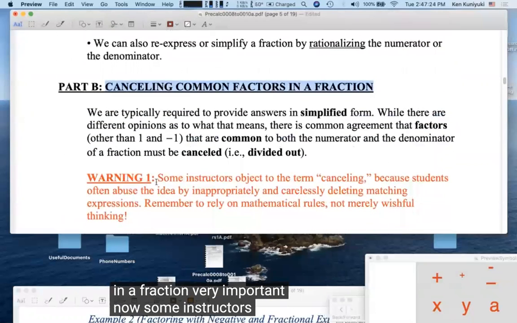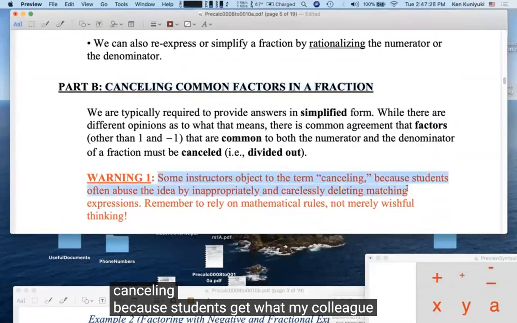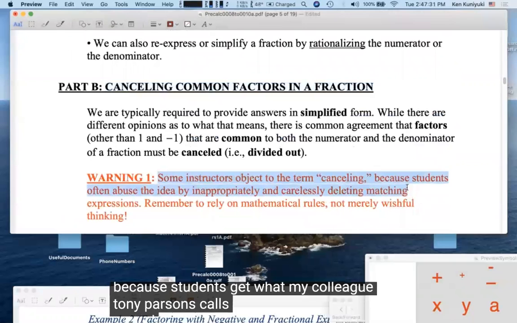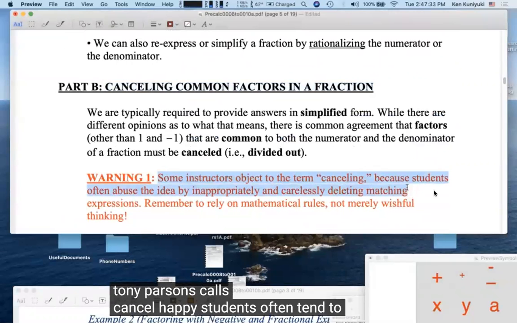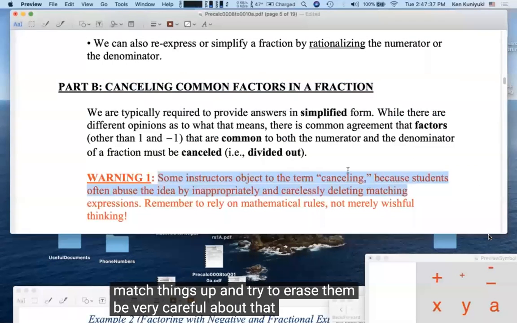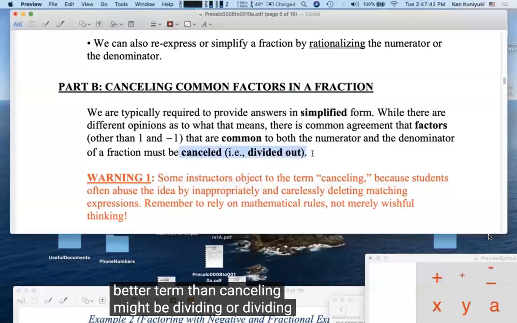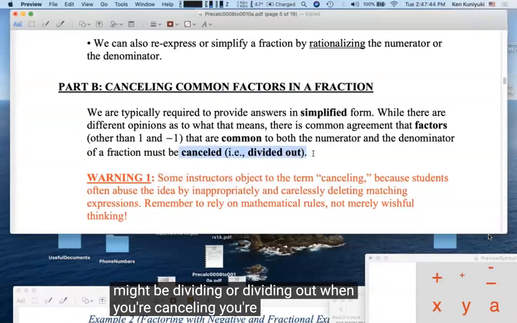Now, some instructors object to the term canceling because students get what my colleague Tony Parsons calls cancel happy. Students often tend to match things up and try to erase them. Be very careful about that. And in fact, a better term than canceling might be dividing or dividing out. When you're canceling, you're really dividing.